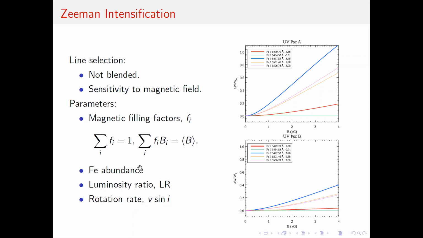As mentioned before, we want to disentangle the effect of the magnetic fields from other parameters. So we also include iron abundance in this inference. And we also include luminosity ratio. This is because UV Psc has been observed before, and the luminosity ratio in the V band has been found to vary quite a bit, maybe between 5 and 7. So this indicates that we should vary this luminosity ratio to obtain a good measure of that as well. We also include a rotation rate, V sin I, as a parameter.